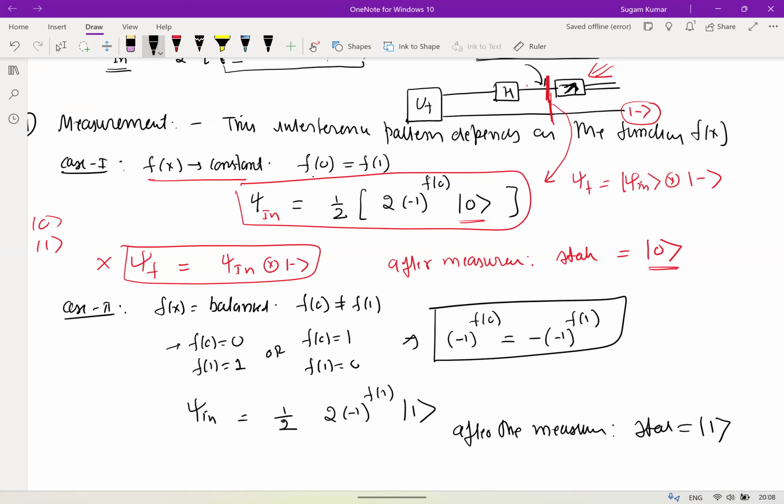If the function is constant, you will get output state 0. 0 means spin state up. If the function is balanced, then you get spin state down. And this you can measure exactly. Through the instrument, you can figure out whether the spin is up or down. So if spin is up, then you must say that the function is constant. If spin is down, then you say the function is balanced.